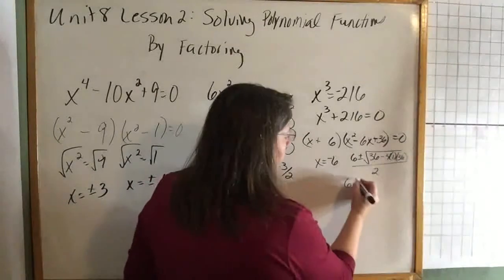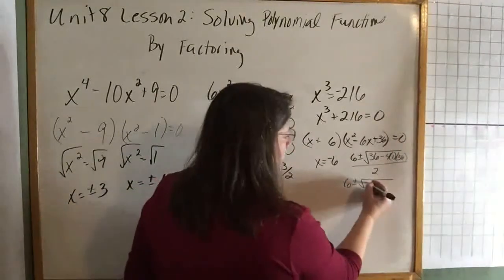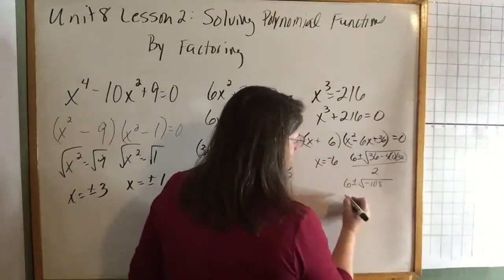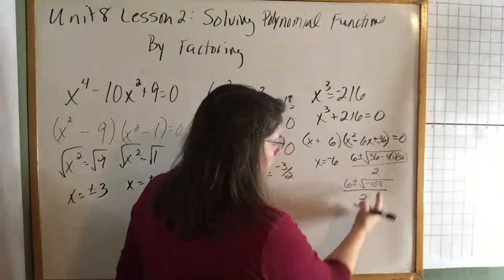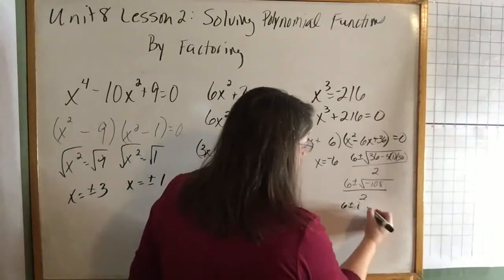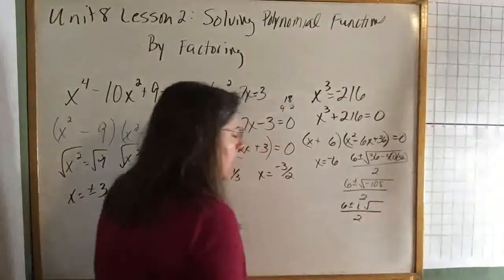So I have 6 plus or minus the square root of, that is -108. For negative 108, I can bring an i out. So that's 6 plus or minus i. We're going to have something left inside. I've still got the 2.